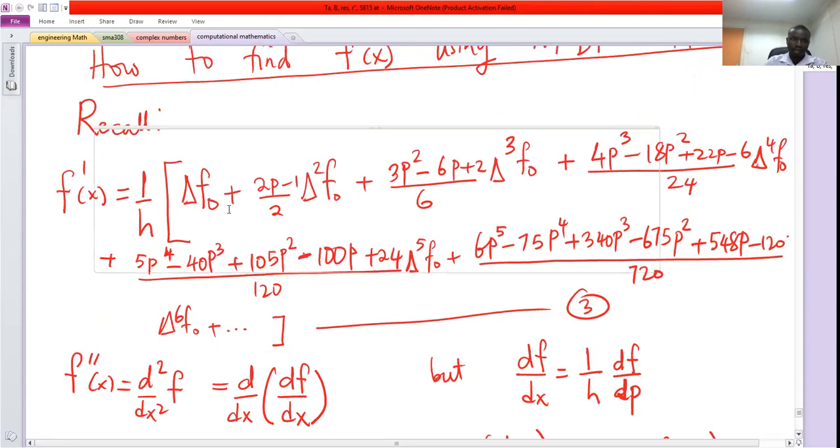The first term will be 0 because there's no p. This will give us 2 over 2, because the derivative of minus 1 is just 0. So it'll be 2 over 2 second forward of f naught. Here we'll have (6p minus 6) over 6 third forward of f naught, etc.